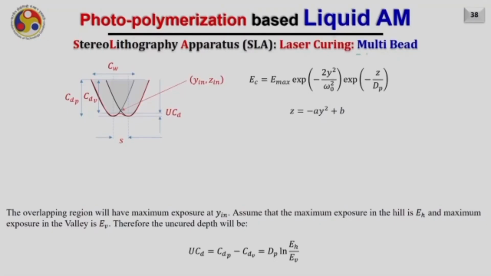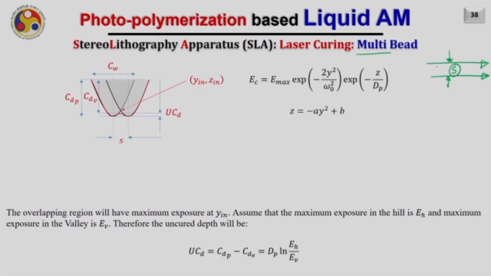Now let us discuss the multi-bead. Multi-bead means you are scanning one pass and then scanning another pass as well. Hence, our first objective will be: what should be the distance between the two consecutive passes? This is the main goal here.